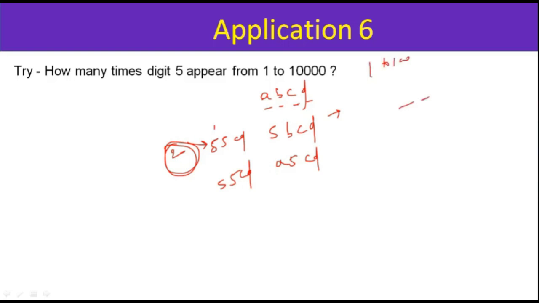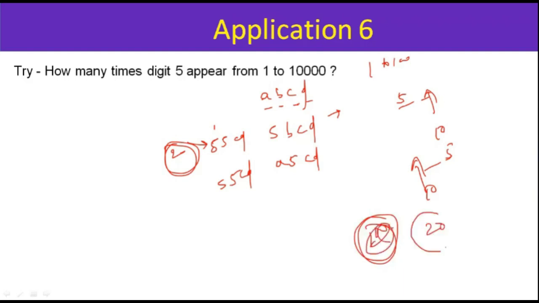So it's a 2-digit number. I would say 5 here. So there are 10 possibilities here. 5 here. So there are 10 possibilities here. In total, I have 100 possibilities. Sorry, 20 possibilities, right? It's 10 plus 10.